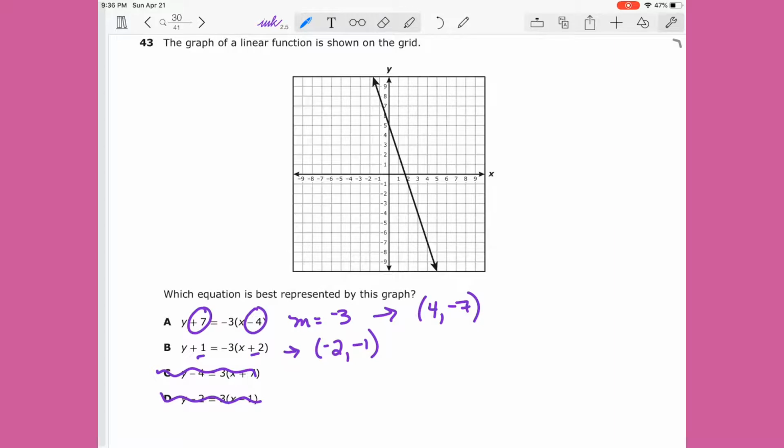Okay, so now I want to see a 4, -7. That is a coordinate point, so that checks. Let's check -2, -1. Don't make the mistake, pay attention. This is +2. -2, -1 would be over here. So don't make the mistake of thinking that's -2, because it's not. All right, so our answer choice is A.